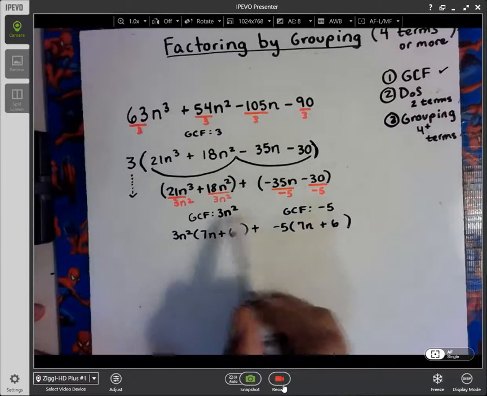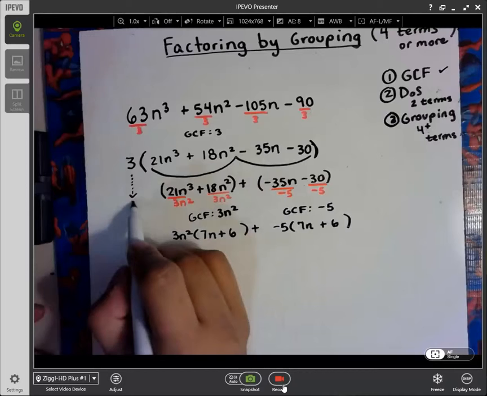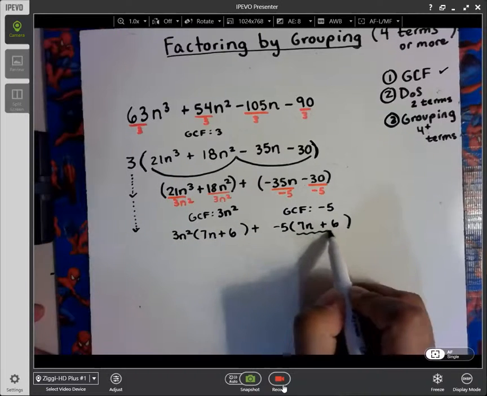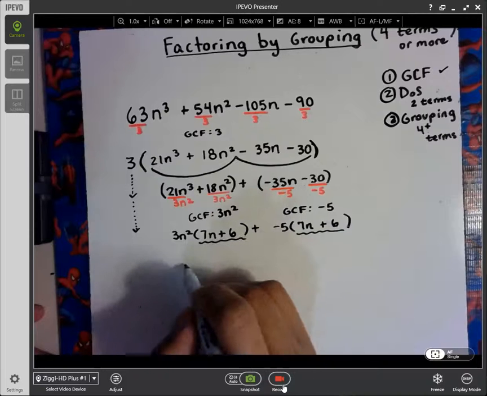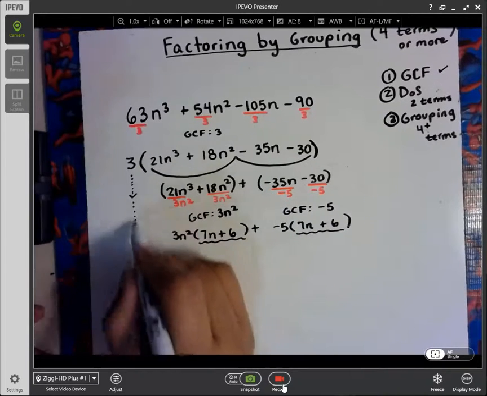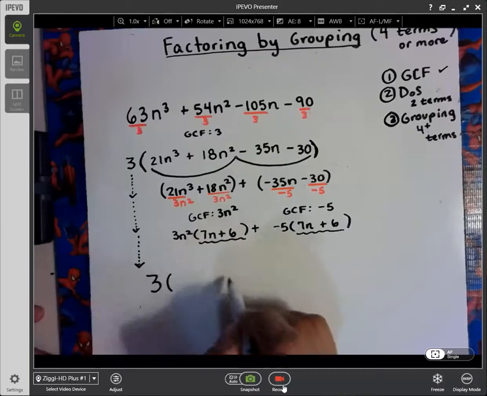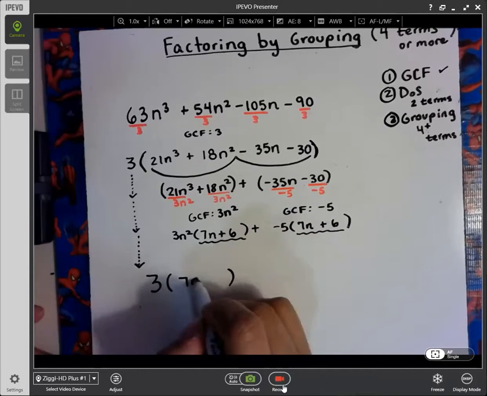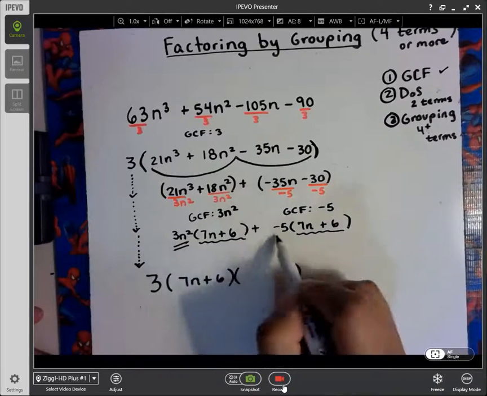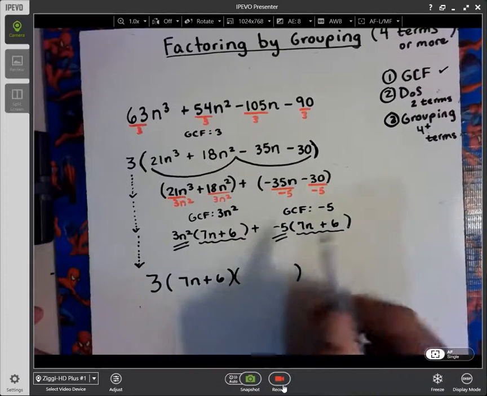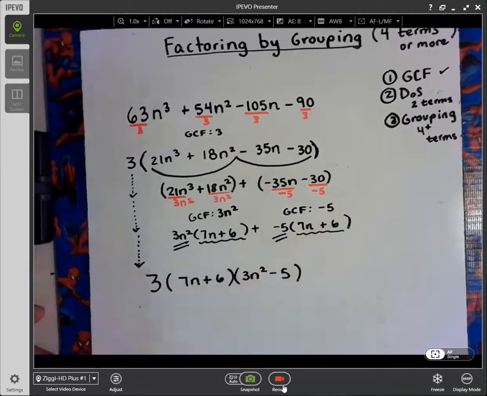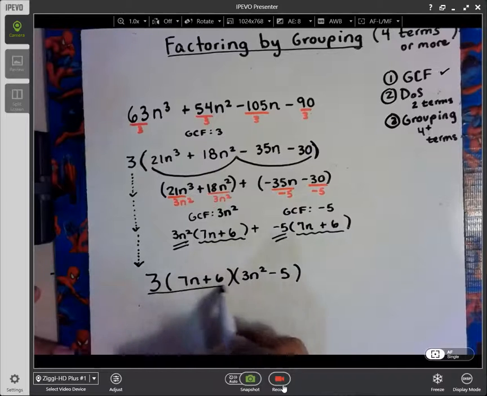Once you have taken out the GCF from both sections, don't forget you got a 3 out here. It's going to keep on coming down. You notice that they have a common factor. So you pull that factor out. You write your 3 because you bring down your 3. You pull the common factor. And the last factor is what's in front of your common factor. This is going to be 3n squared minus 5. And this would be the answer.